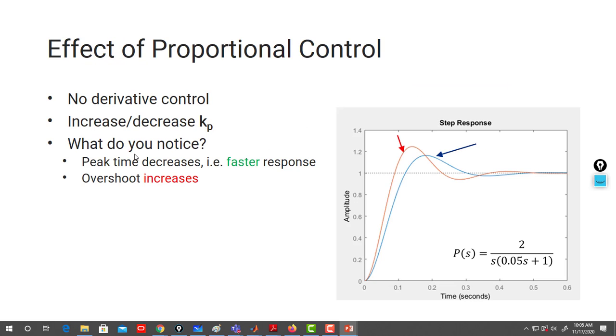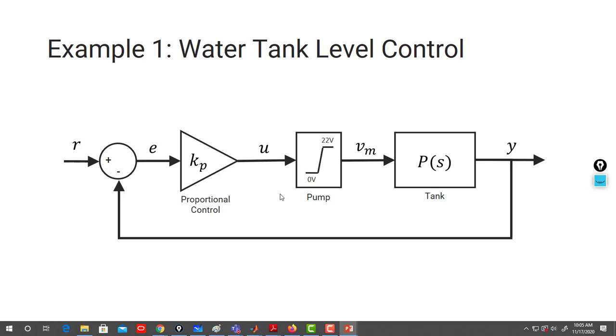Effect of proportional, you can look at the effect of proportional. Peak time decrease. So the peak time decreases, it's here rather than here when you increase the proportional gain, which also makes the system faster, for example. But you have overshoot. Okay.